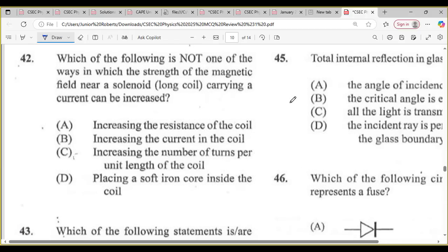Number 42 now says, which of the following is not one of the ways in which the strength of the magnetic field near a solenoid, which is a long coil carrying a current, can be increased? We can increase the strength of the magnetic field by increasing the current, by increasing the number of turns per unit length, or by placing a soft iron core. So the only one that is not valid is A, and A in fact contradicts B, because if we're increasing the resistance, that's going to cause the current to decrease. So 42 would be A.